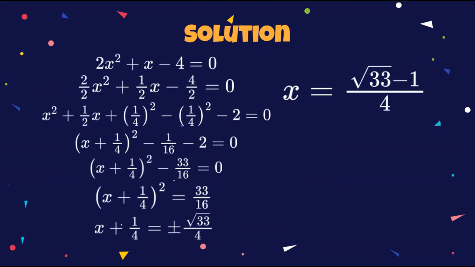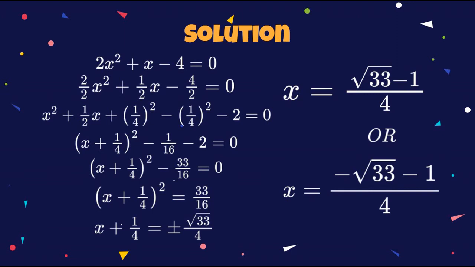So we can write the value of x as root 33 minus 1 by 4. If you take this x plus 1 by 4 is equal to plus or minus root 33 by 4, and if you take this 1 by 4 from the left hand side to the right hand side, it is going to become root 33 minus 1 by 4. In this situation I have taken plus root 33 by 4, and then the other solution would be x is equal to minus root 33 minus 1 by 4.